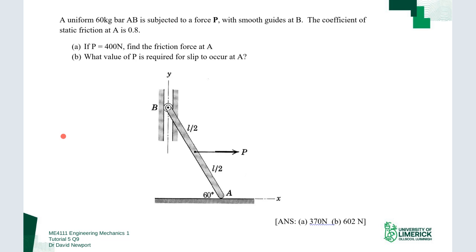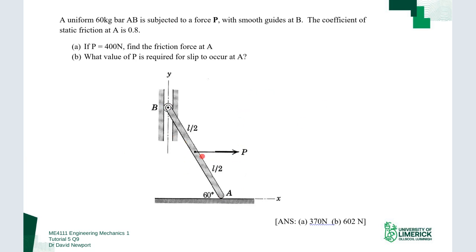And in this question, we're looking at friction. So it starts with a 2D problem, and just get us working on that. So we've got this 60 kilogram bar AB. So let's go from there up to there. And so we'll have a mass of that of 60 kg.